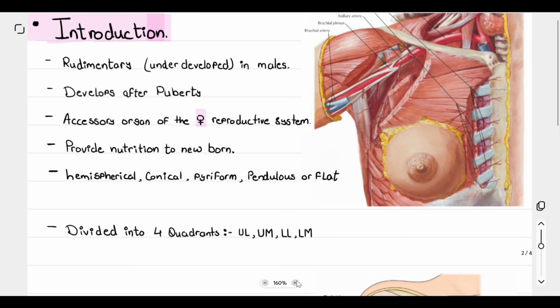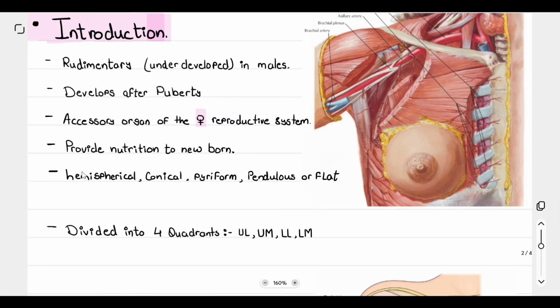So starting with its basic introduction, breasts are prominent in females and rudimentary, or underdeveloped, in males. In females they develop after puberty under the influence of female sex hormones like estrogen and progesterone. Breasts are accessory organs of the female reproductive system which produce milk and provide nutrition to the newborn.